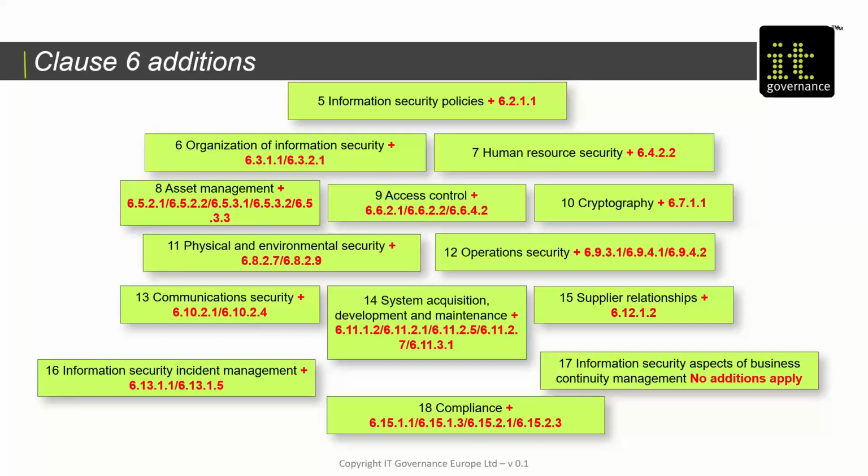A further example would be in clause 6.13.1.1, which advises that the existing ISMS incident management policy should be expanded to specify the PI response and that responsibilities for the notification of a PI breach should be established.